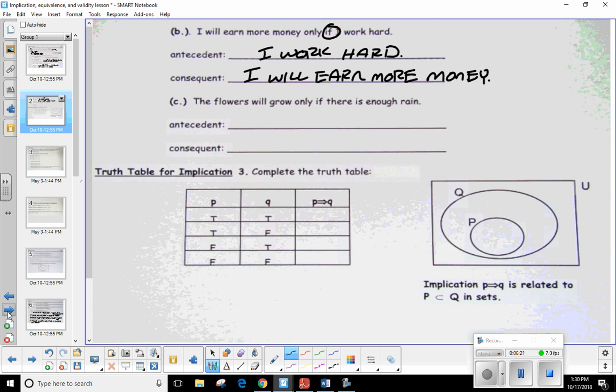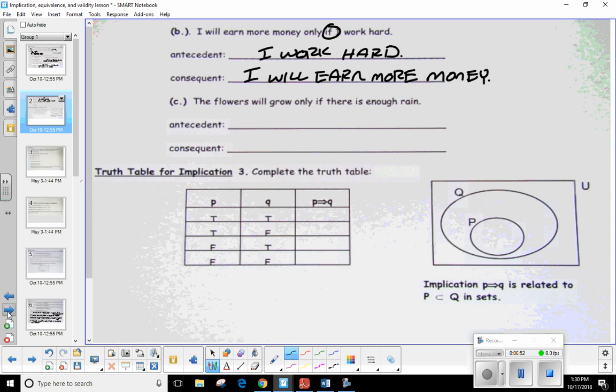Or if I will earn more money, then I will work hard. I'm kind of going with the way I have it, because you could easily just switch it around and say, if I work hard, then I will earn more money. Well, that's what I'm thinking. The if, because you're looking at the if-then relationship there, the implication. So I'm thinking the only if.